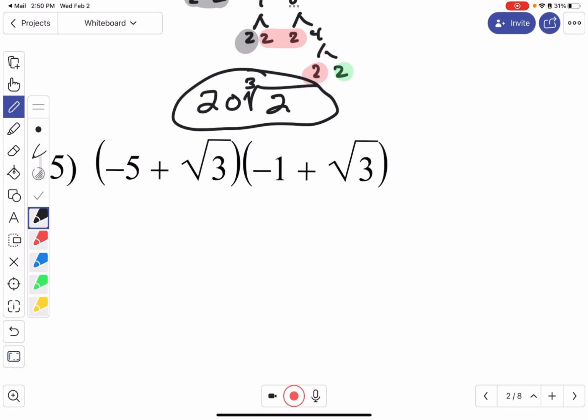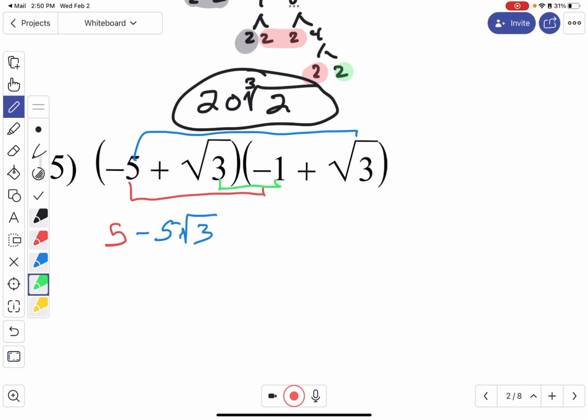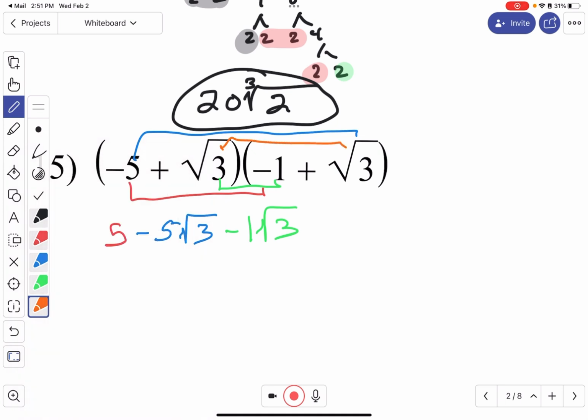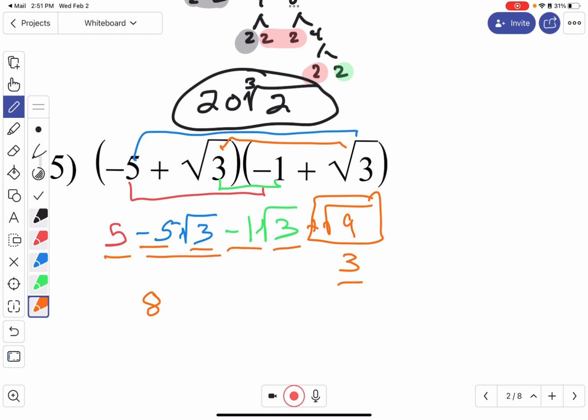Number 15. Multiplying. So we have to FOIL. First, negative 5 times negative 1 is 5. Outside, minus 5 radical 3. Inside, negative 1 radical 3. And then last, plus radical 3 is plus radical 9. This right here is just 3. So combine like terms, 5 plus 3 is 8. These both have the same radicals. So it's negative 6 radical 3.